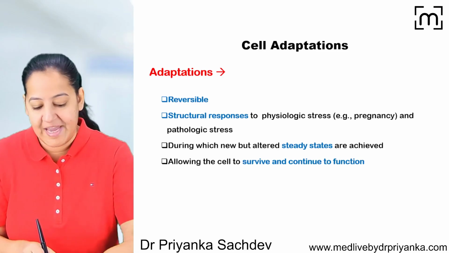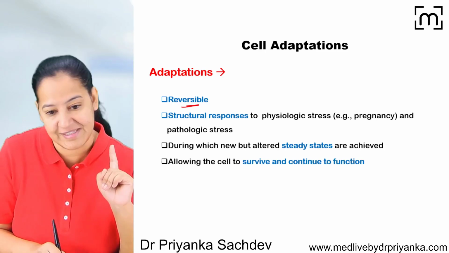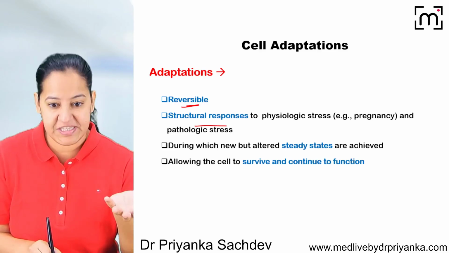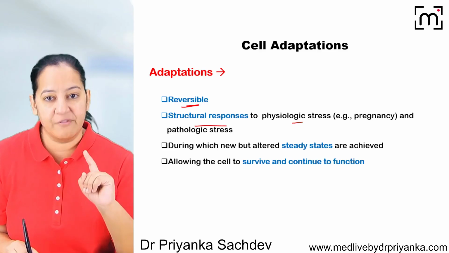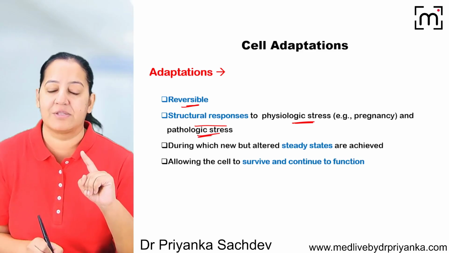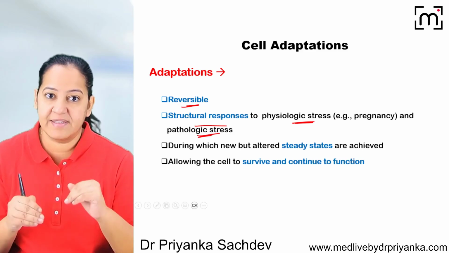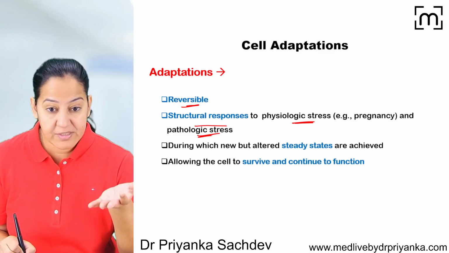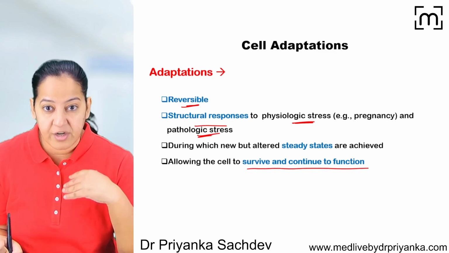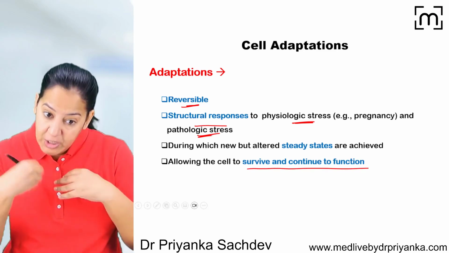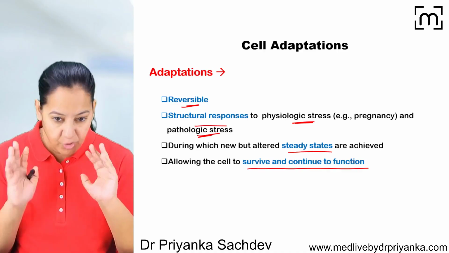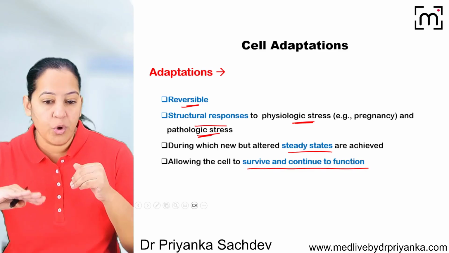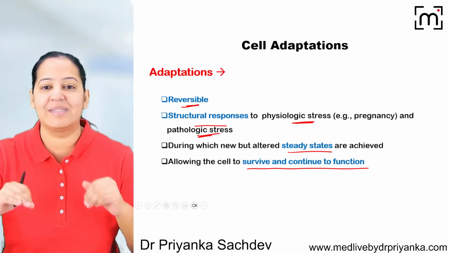The first thing you have to say, cell adaptations are reversible. I told you once you remove the stress, it's reversible. These are the structural changes inside the cell in response to stress, the physiological stress or pathological stress. The second thing you have to say: why is the cell doing so? In order to survive and continue to function, and in order to achieve a new steady state. Currently, the cell is in homeostasis, but you have disturbed the homeostasis. Now, the cell wants to go into homeostasis again. That's why the cell is doing so.